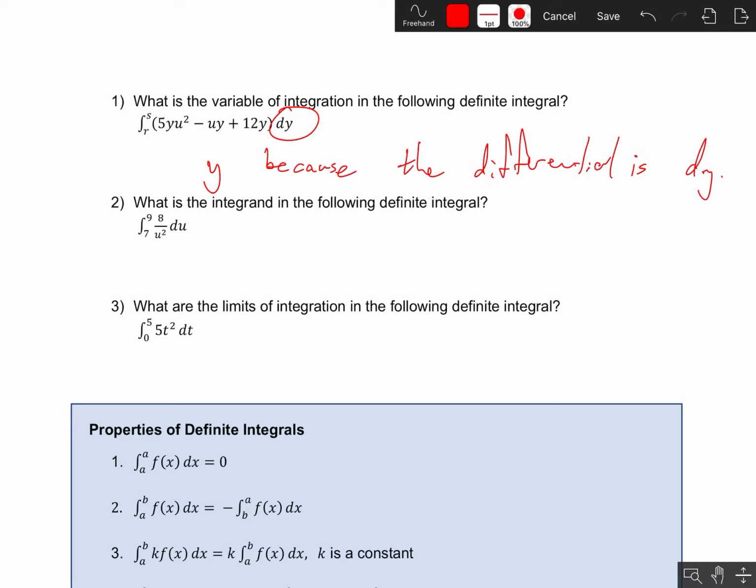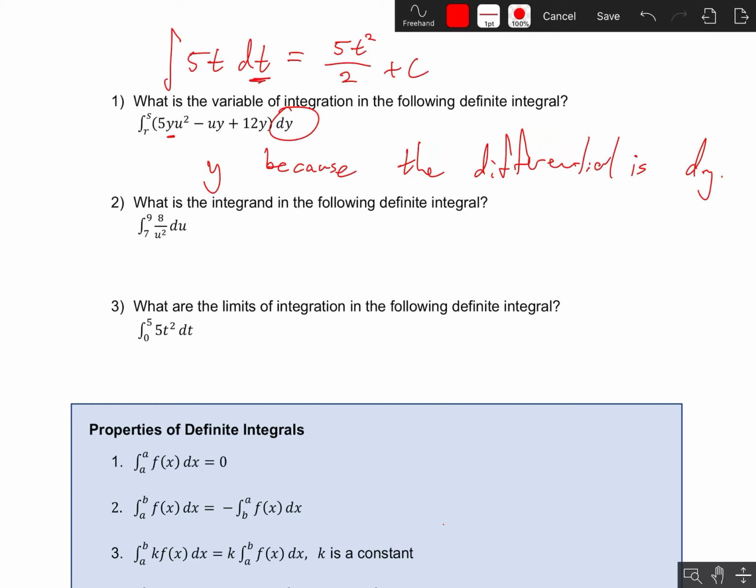So that means that if we were to start computing this integral, I would treat u and s and r as constants, and y would be the thing that I treated as my variable. Just like if I was integrating something like 5t dt, I would treat t as my variable, and this would be something like 5t squared over 2 plus your constant. So t would be your variable of integration in this example, and y is your variable of integration in problem 1.